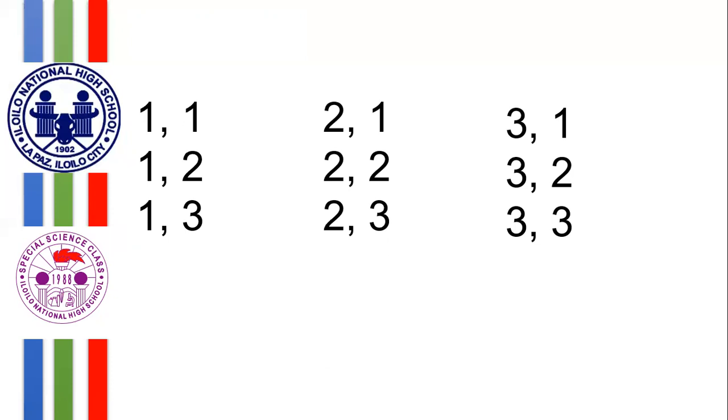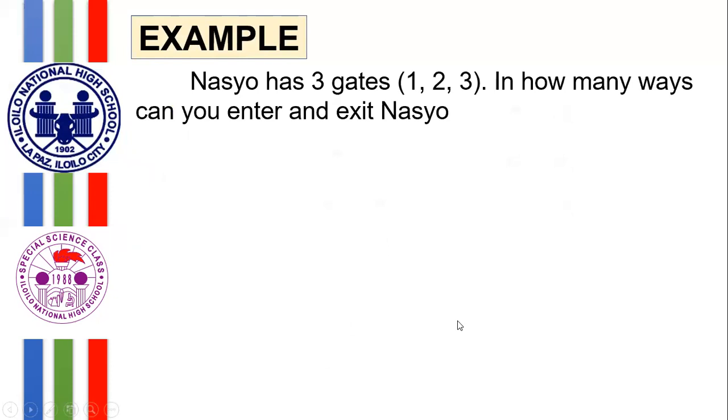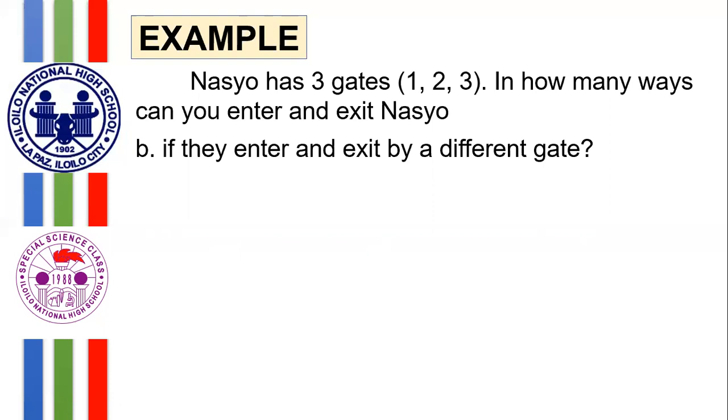All right. I hope so far so good. Now, how about if I use the same condition: the show has 3 gates, 1, 2, and 3. In how many ways can you enter and exit the show if you enter and exit by a different gate?